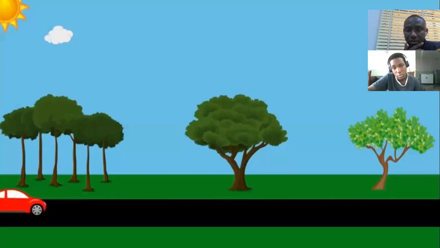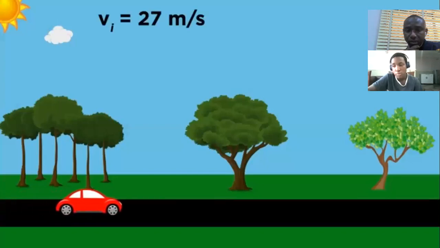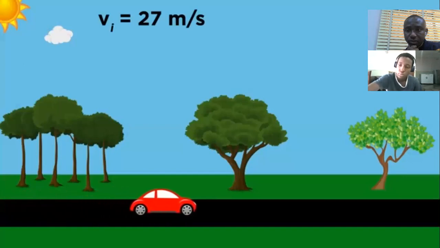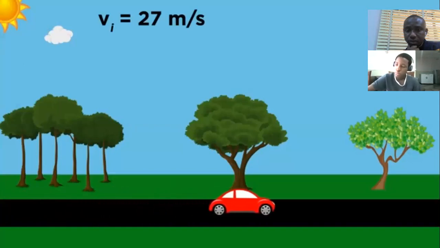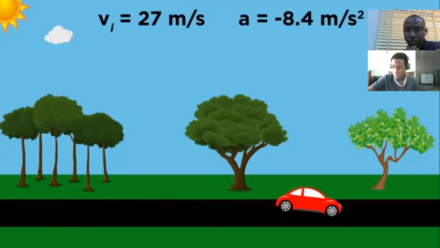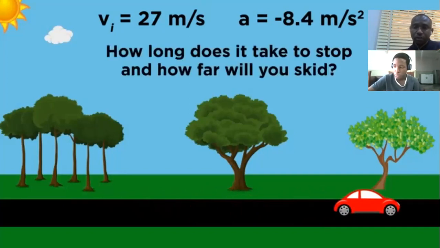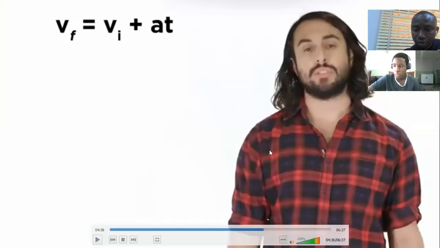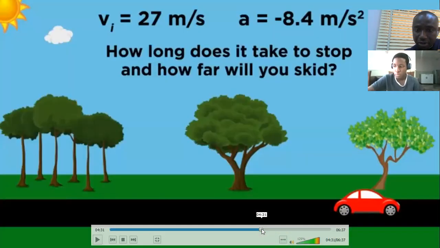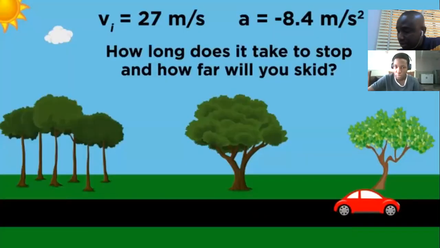Let's now consider a car that is already in motion with a velocity of 27 meters per second. Let's say you need to stop suddenly, so you press on the brakes, initiating a rapid deceleration of negative 8.4 meters per second squared. How long will it take the car to come to a stop? And how far will it travel while your foot is on the brake? Oh, sorry, we need to go back to that question. Okay, please solve this question.